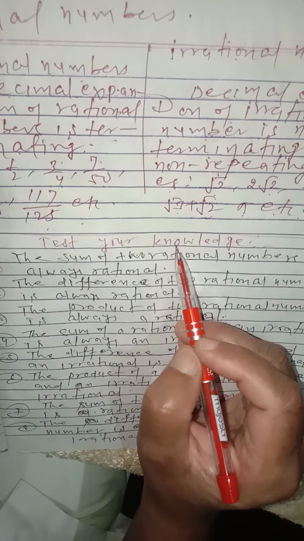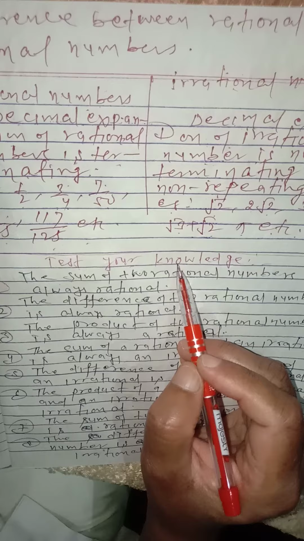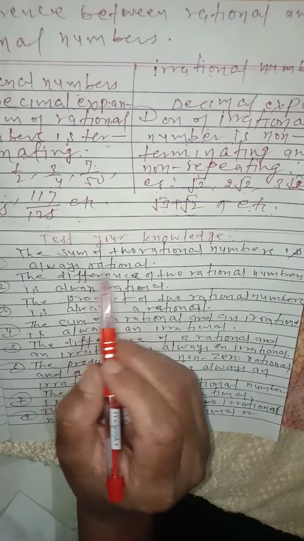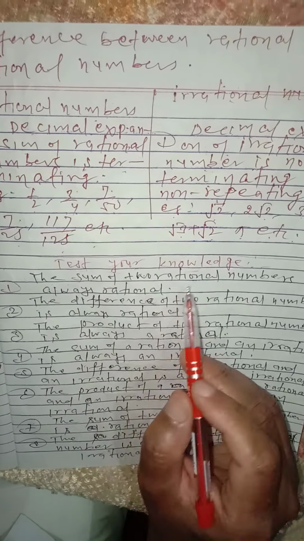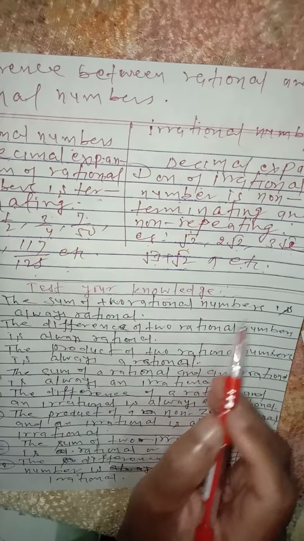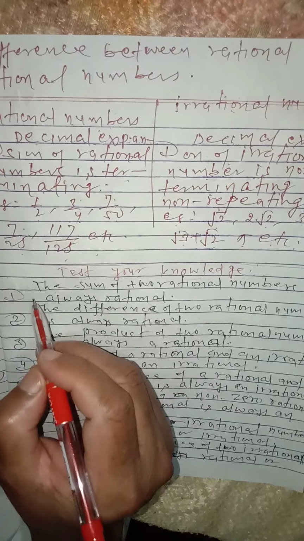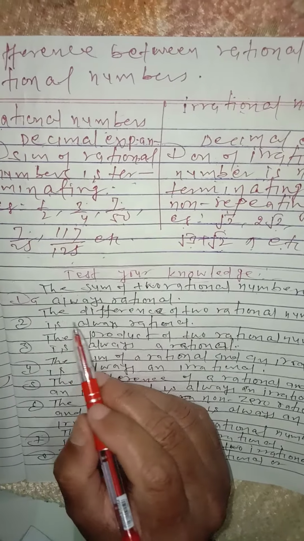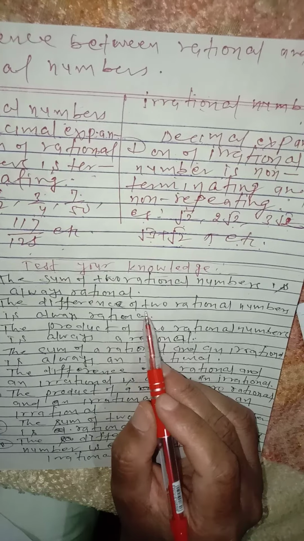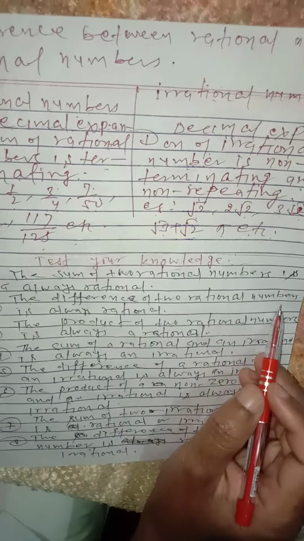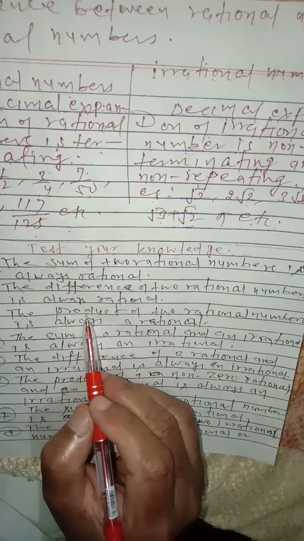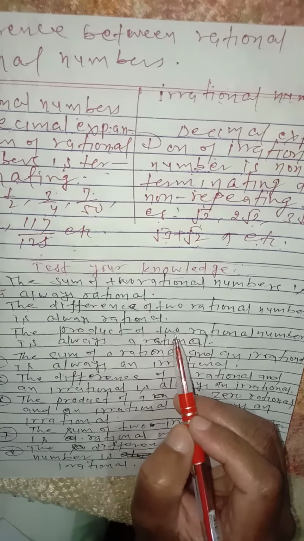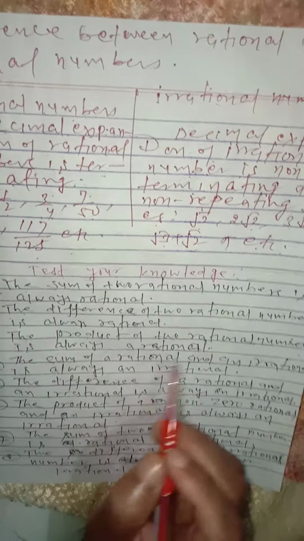Test your knowledge, that means test your knowledge for remembering and understanding. The sum of two rational numbers is always a rational number. The difference of two rational numbers is always a rational number. The product of a rational number and an irrational number is always a rational number.